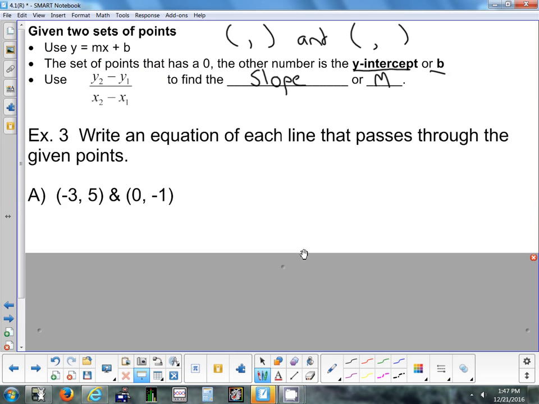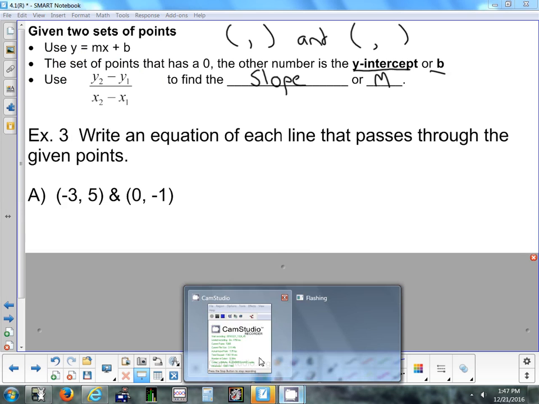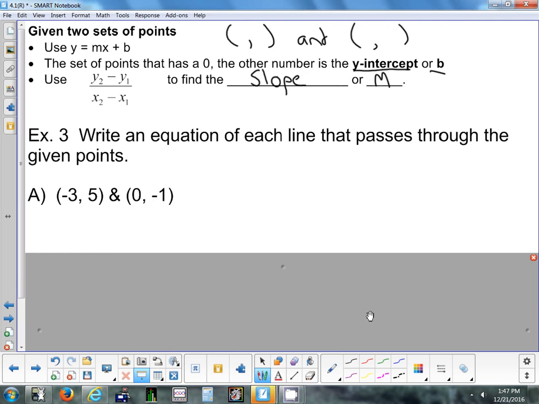So, first thing, can someone tell me, what's the first thing we want to find? The easier of the two things to find. What's it going to be? Y-intercept is going to be easier, right? Maggie, what did we say the y-intercept was going to be for this type of problem? It's going to be b, right? How am I going to find it in this type of problem? Look at that second bullet.